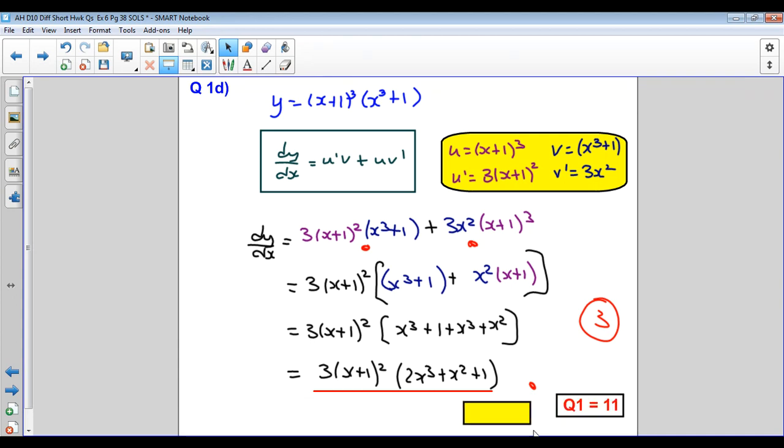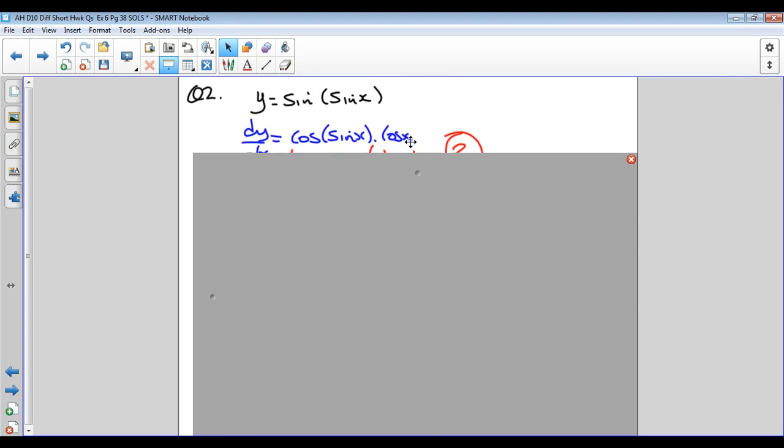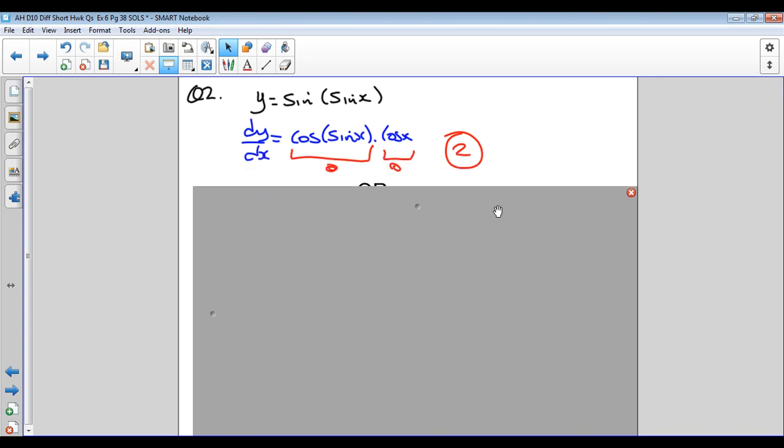So your first question's out of 11. You can use fancy substitution, but if you know sine goes to cos, it will go cos sine x, and then the chain rule will bring out cos x. They are not the same. That is cos of sine x, and that is cos of x. So you can't write cos squared. That's it. That's your answer.